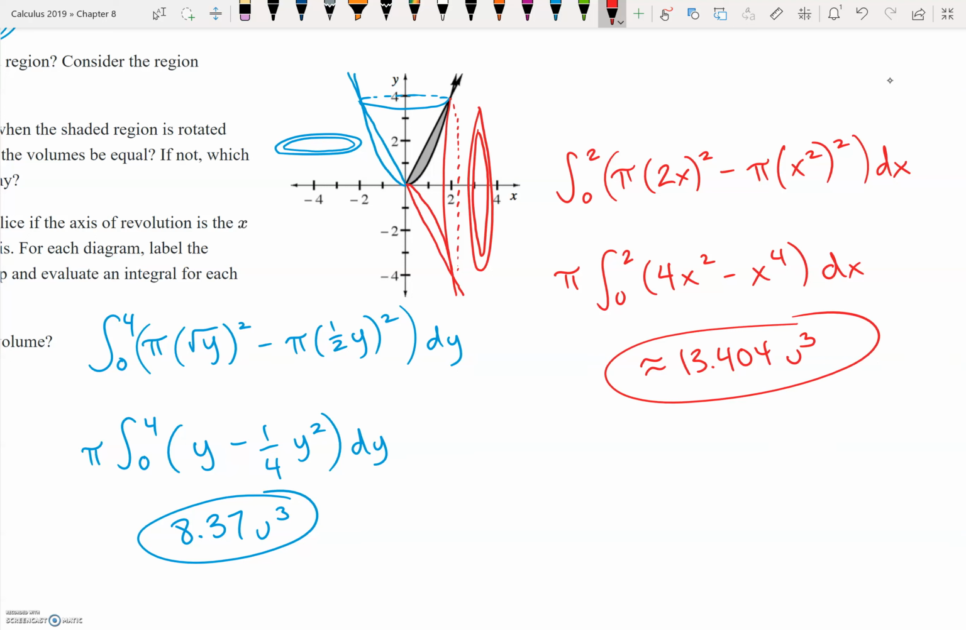Why is that the case? Well, there could be a lot of answers for that. When we consider our radius, this red one has a much larger radius, so it's going to just have more volume. You can see that it's a bigger figure. It's rotated. It's going to be larger.